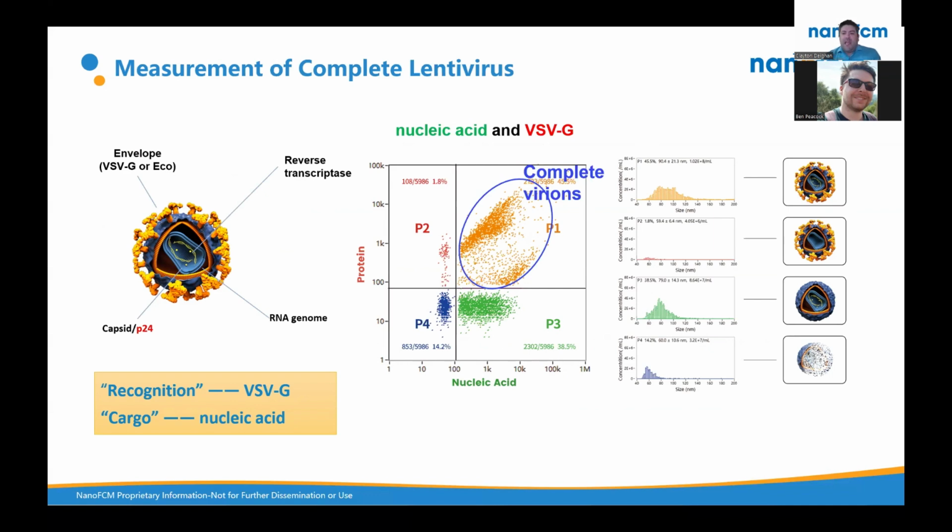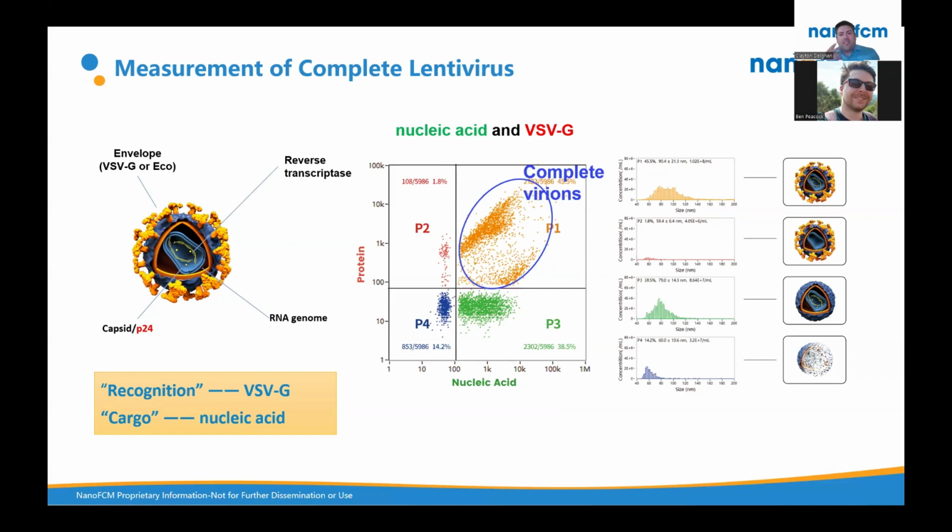This is slightly different in the dot plot in the middle from the previous slide. On the previous slide, we were looking at the scatter versus the single color stain. Here, all of these particles have a scatter data point, but we're actually looking at their co-staining of, does the particle have VSVG on its surface? And does it also have nucleic acid inside? And now we see in population 1, on the right, the size distribution covers right over that 80 to 100 nanometer range in these complete virions.